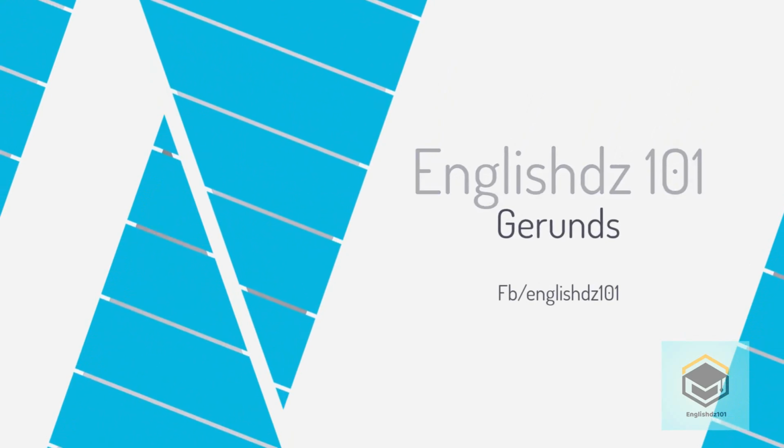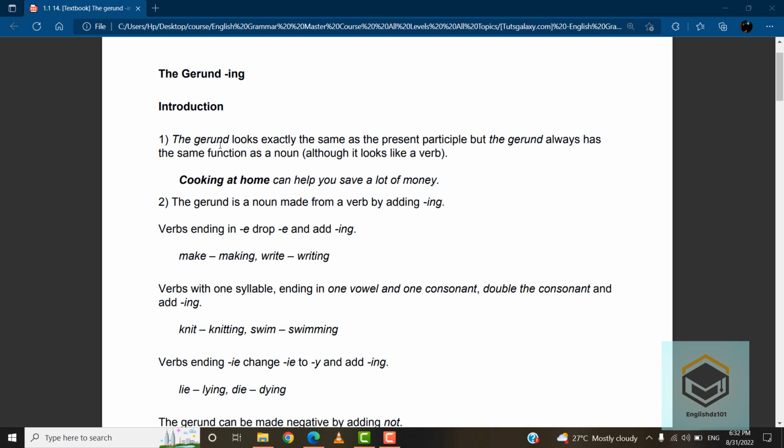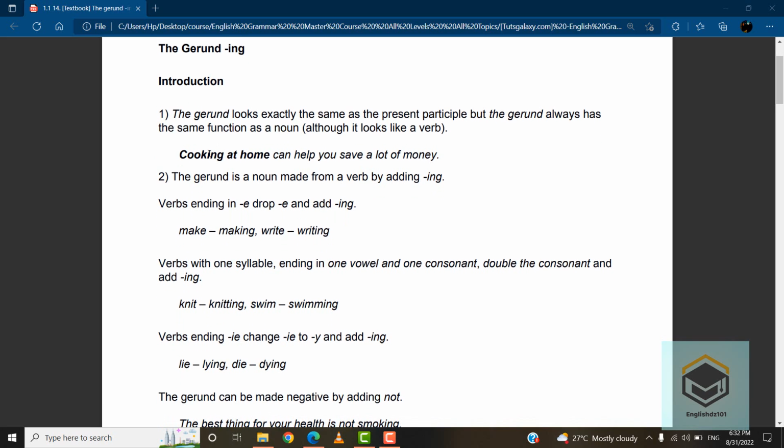Welcome everyone. Today we are going to talk about gerunds. We're going to know what they mean, وش معناها gerund. We're going to understand how can we use them, كيفاش نستعملوهم, and how do we form them, كيفاش نشكلوهم أيضا. Anyway, let's get started. Look at this definition here.